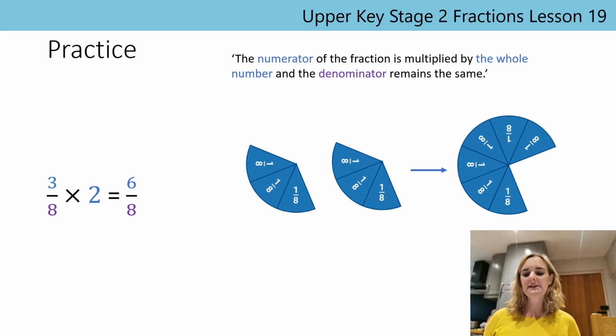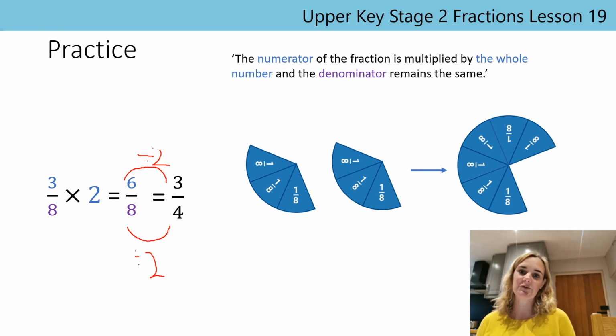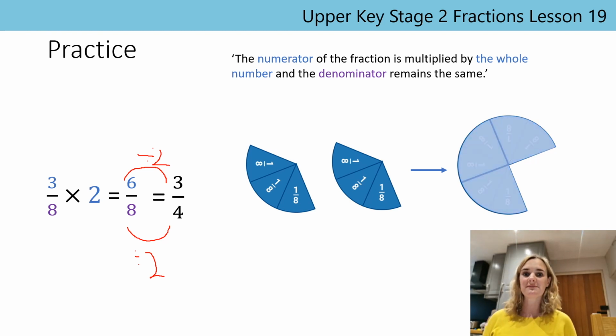But I wonder, is this the end of the calculation? Have we completed it, or is there something more we need to do? That's right, we haven't simplified it. So let's have a look. 6 and 8, do they have a highest common factor? They do, you're right, it's 2. So we need to make sure that we divide both the numerator and the denominator by 2 to express it in its simplest form. I'm just going to write on here that we're going to divide them by 2, and then we can express it in its simplest form. And our answer is 3/4.